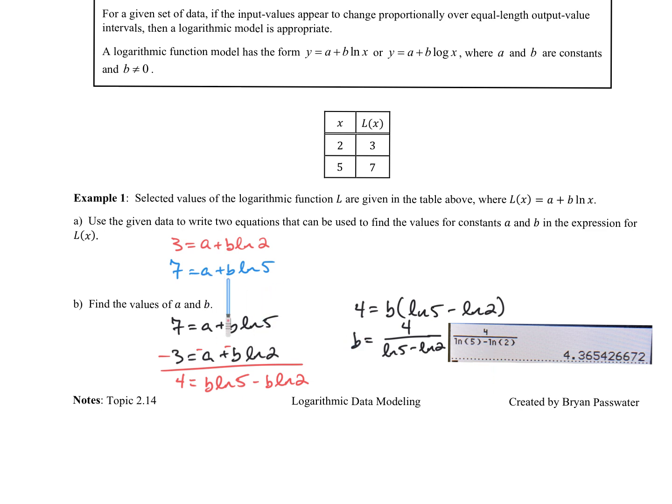So now we're just going to back substitute b in right here. And so how would I solve for a? It would be 7 minus this portion. Does everybody follow me? All right, or 3 minus this portion. It doesn't really matter which one you substitute back in. All right, and so a would equal that.